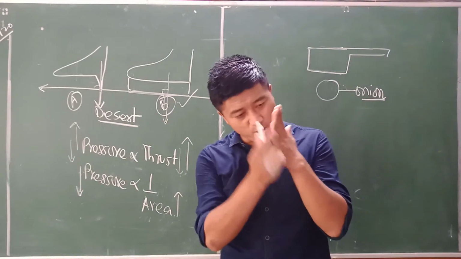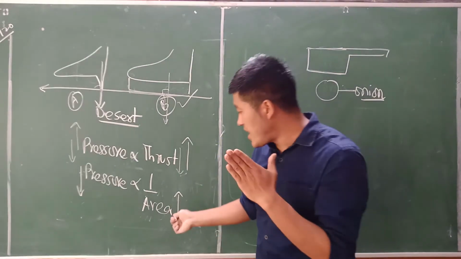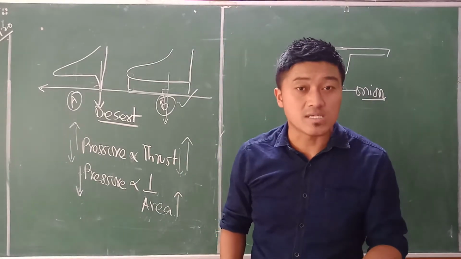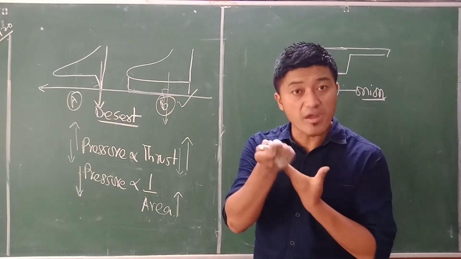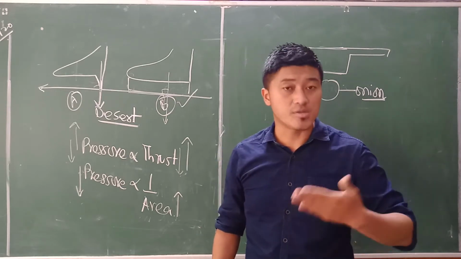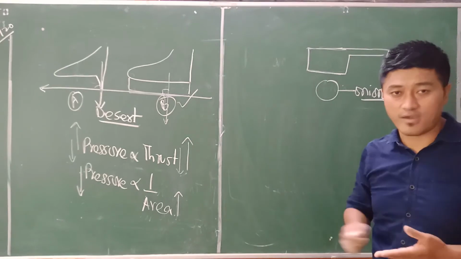If you look at this point here, this is very sharp, and it means very less area. If the area is less, the pressure will be more, then you can cut it much more easily. But if you look at this other side, there is more area, that means less pressure, which is why you won't be able to cut the onion that easily. That is the case in the case of a knife.